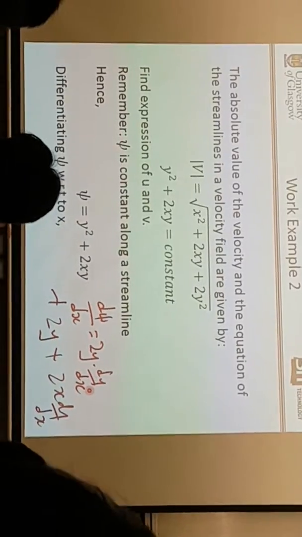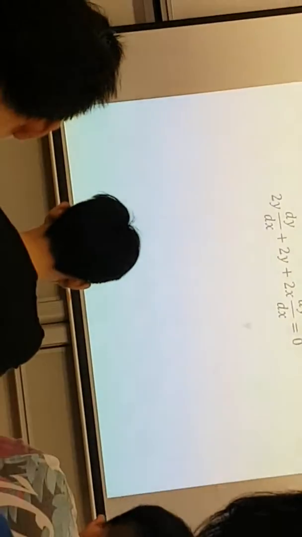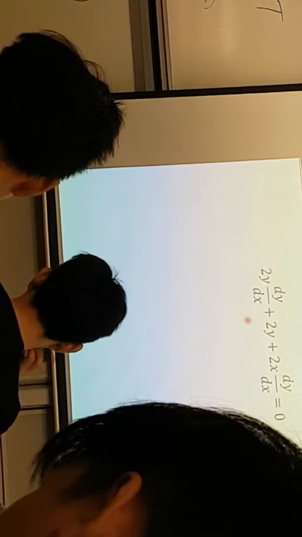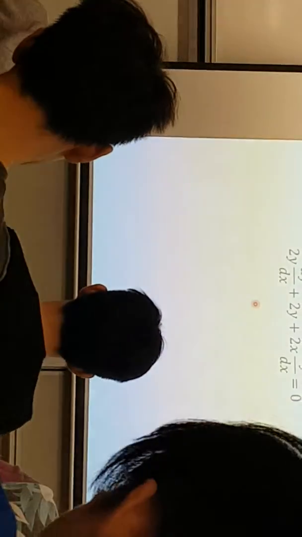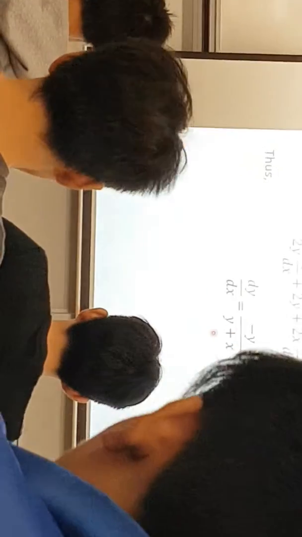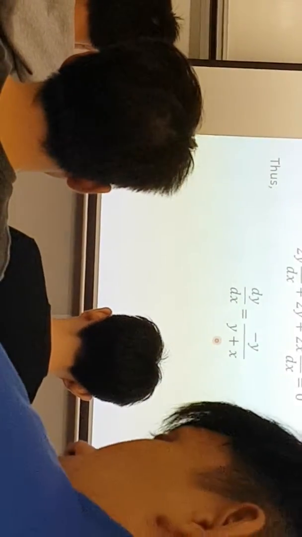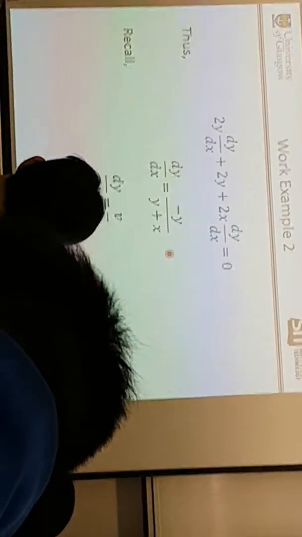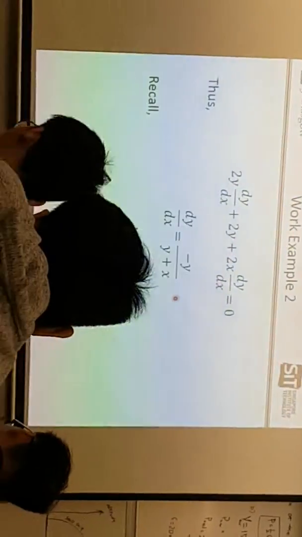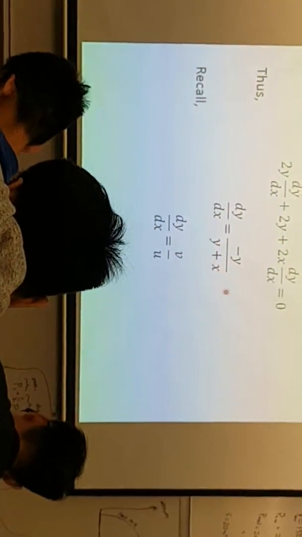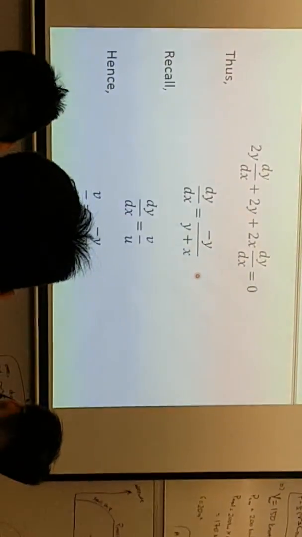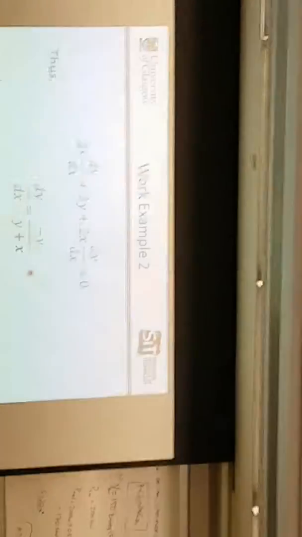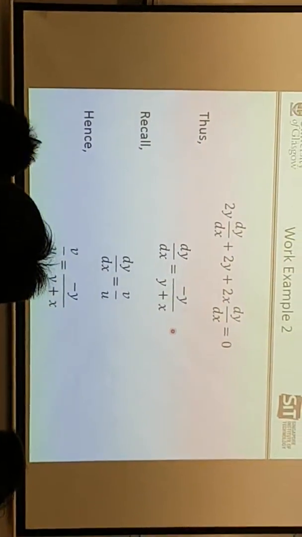Now we have this equation which I just differentiated for you. What I can do is make dy/dx my subject. So I put dy/dx together, and the rest I put onto the left hand side here. I'll get this equation here. If you can recall, my dy/dx is equal to v over u. I can know that my v over u equals minus y over y plus x. So v can be negative y, and u can be equal to y plus x.